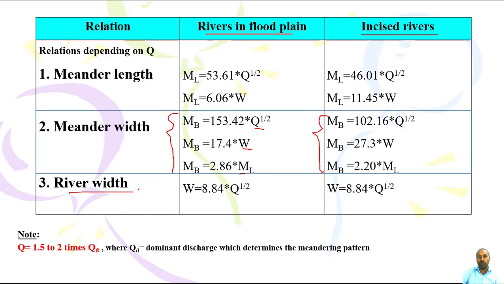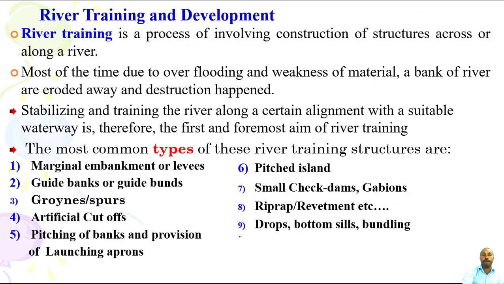And river width, how do you compute it? 8.84 square root of Q, or Q to the power of half, for floodplain. Otherwise, for an incised river, you use this equation. As you note, Q is the maximum discharge, which will be 1.5 to 2 times the dominant discharge. The dominant discharge, which determines the meandering pattern, will be given. Then you have to calculate this discharge, which is the maximum.